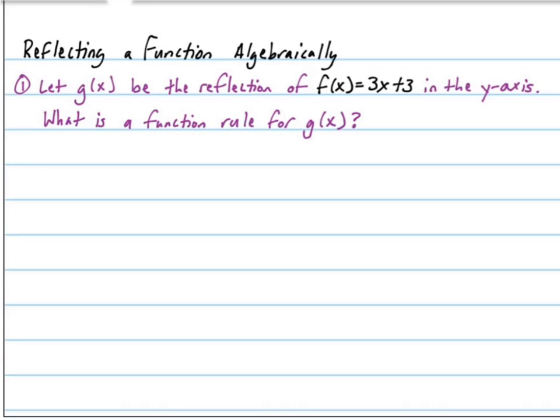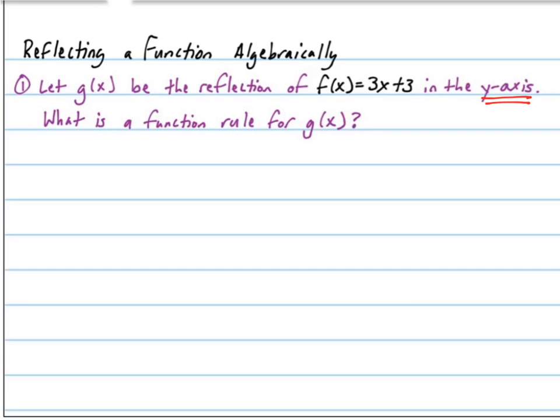So let g of x be the reflection of f of x equals 3x plus 3 in the y-axis. What is a function rule for g of x? So this time we need to note some key information. They said the y-axis, so that means our y values are going to stay the same and our x values are going to change sign.